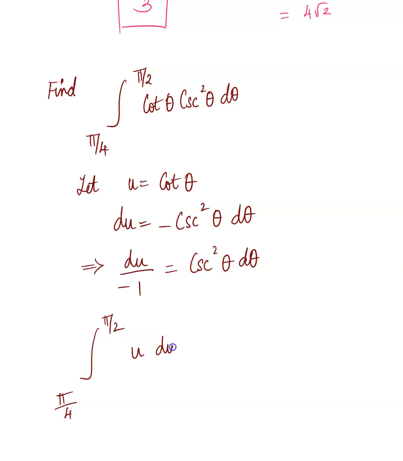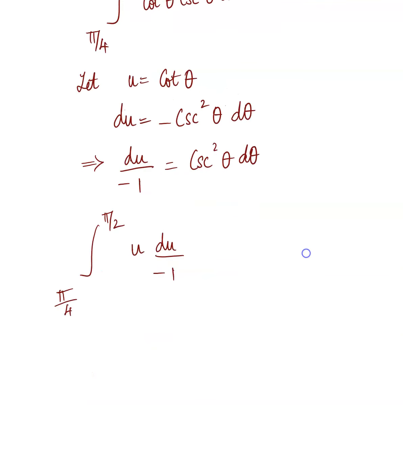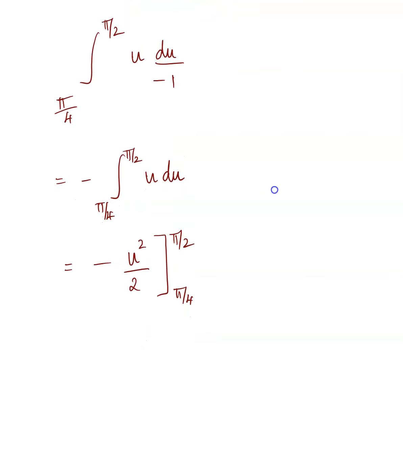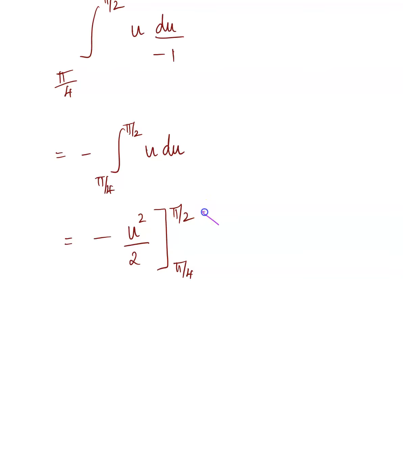U du over -1, which is basically negative integral pi over 4 to pi over 2 u du. That's going to be u squared over 2. So that's negative u squared over 2 from pi over 4 to pi over 2. I will not substitute yet. So I'm saying method 2, do not sub yet.